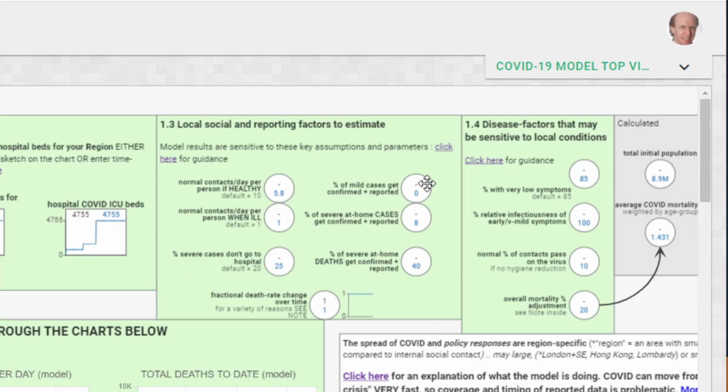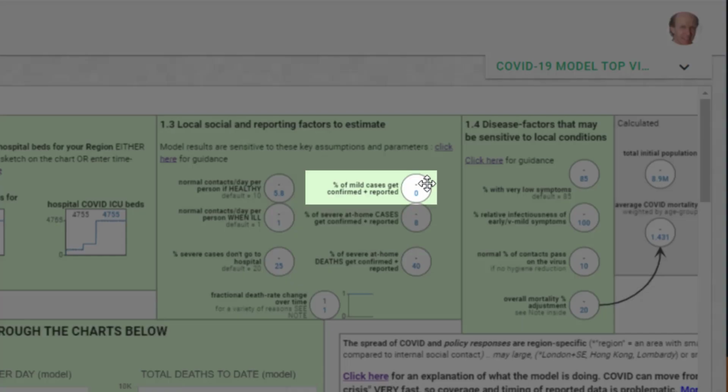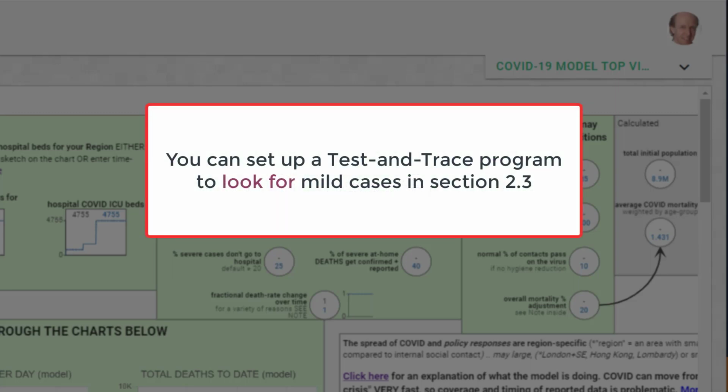The three items to the right concern the confirmation and reporting of actual cases. The top one is the percentage of mild cases that get confirmed and reported. As you might expect, this is a really rather low number. In fact, we've estimated it at 0 for the period that we've looked at in London.